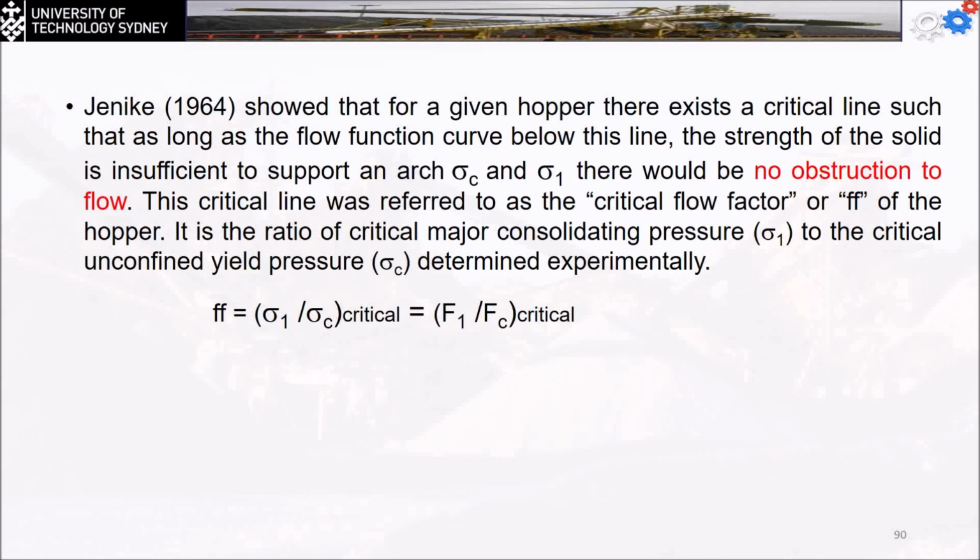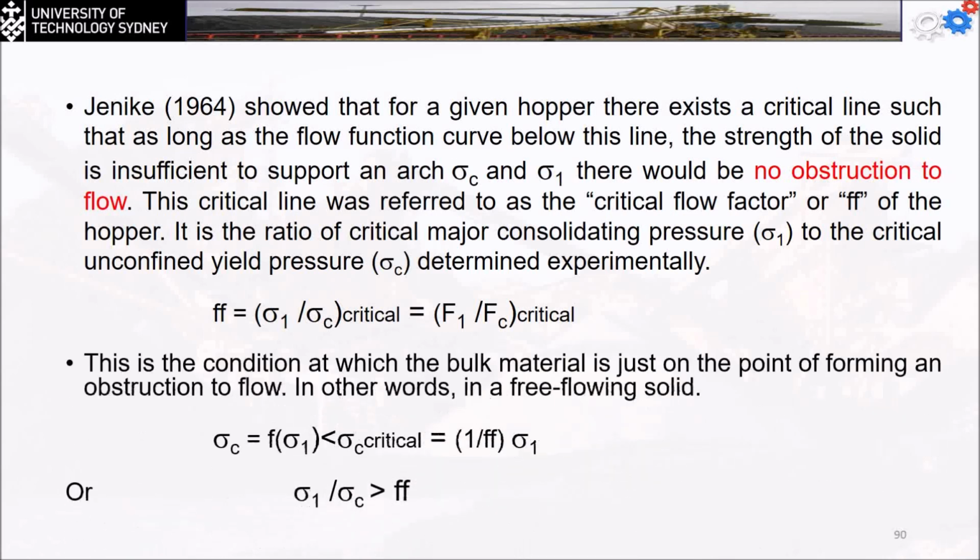This critical line is referred to as the critical flow factor FF of the hopper, and it is the ratio of the critical major consolidation pressure sigma 1 to the critical unconfined yield strength sigma c, determined experimentally, knowing that sigma 1 over sigma c critical is going to be the FF divided by the FC critical. So as a condition to have free flow, the sigma 1 over sigma c should be more than the flow factor.